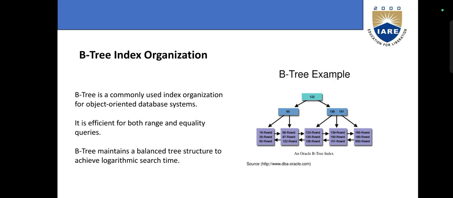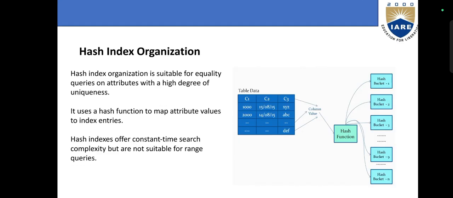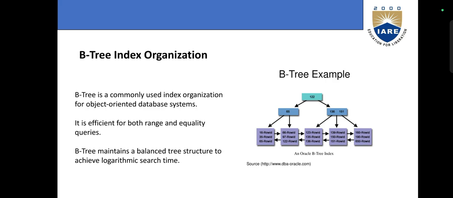B-tree index organization. B-tree is a commonly used index organization for object-oriented database systems. It is efficient for both range and equality queries. B-tree maintains a balanced tree structure to achieve logarithmic search time. B-tree example.